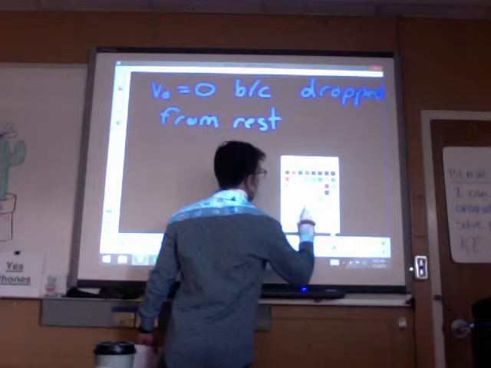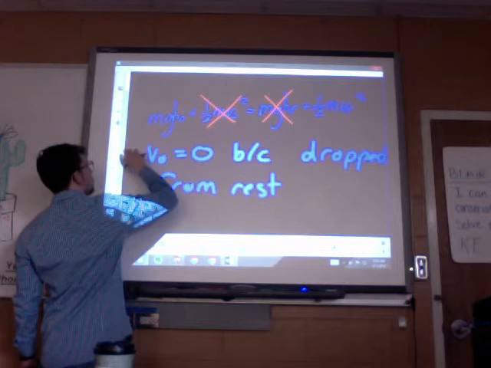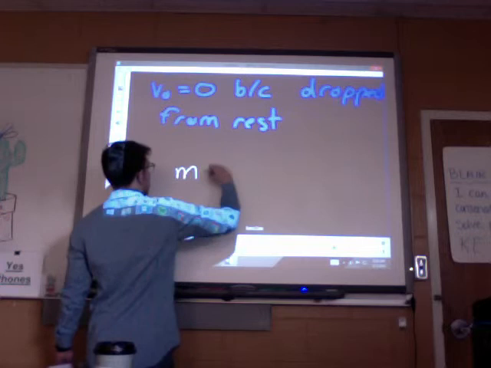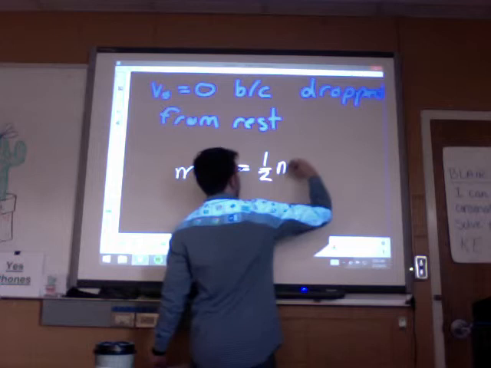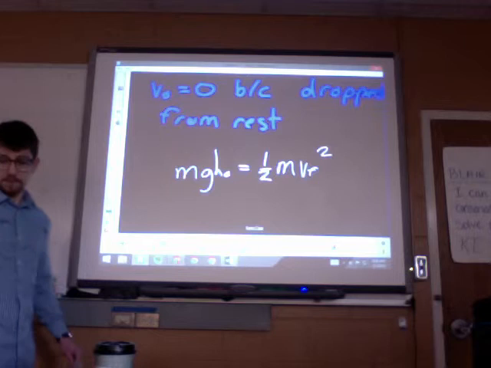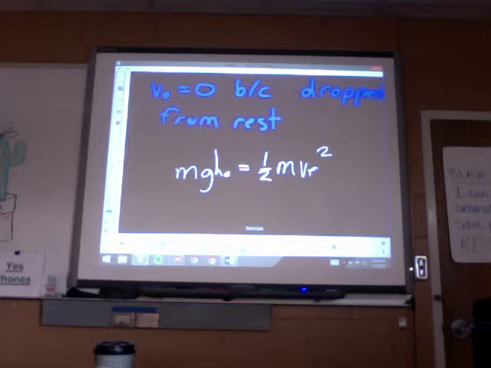So what we have left is just MGH initial equals 1/2 MV final squared. I think that's a little more visible. So there will be one problem on the test that's like this. This is written so that you have to cancel out two things because they're 0. And the rest of it's given to you.